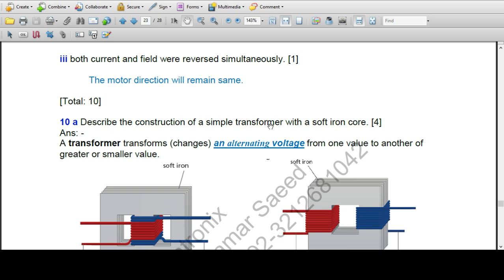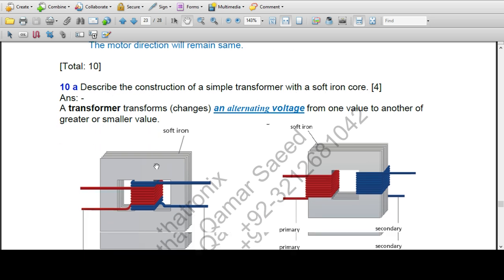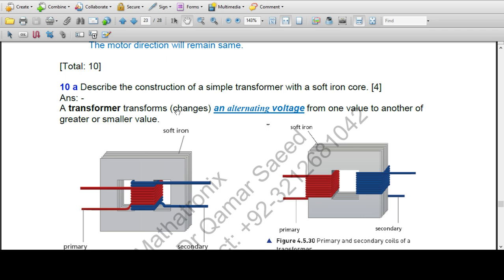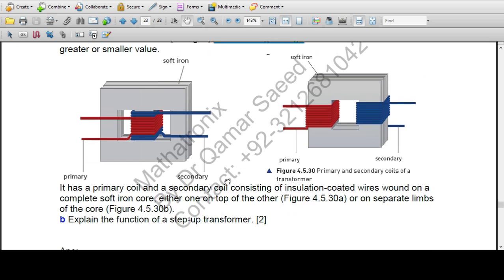Describe the construction of a simple transformer with a soft iron core. Here we have a transformer. A transformer changes an alternating voltage from one value to another, greater or smaller. If we increase the voltage, we call it a step up transformer. If it decreases the voltage, we call it a step down transformer. Both primary and secondary are wound on the same core. Here we have a separate core on this side and this side. Both types of transformers are used.